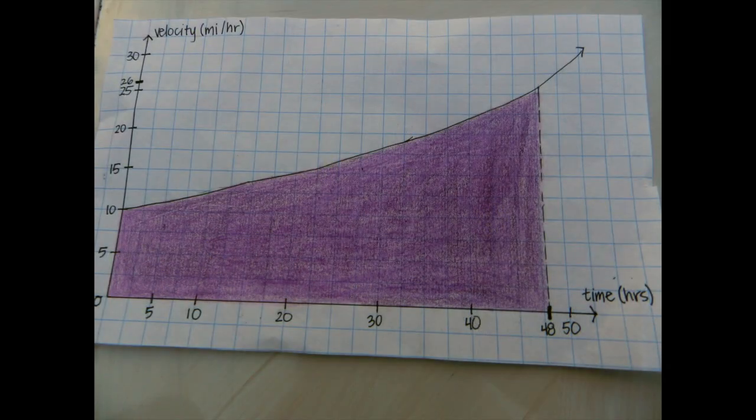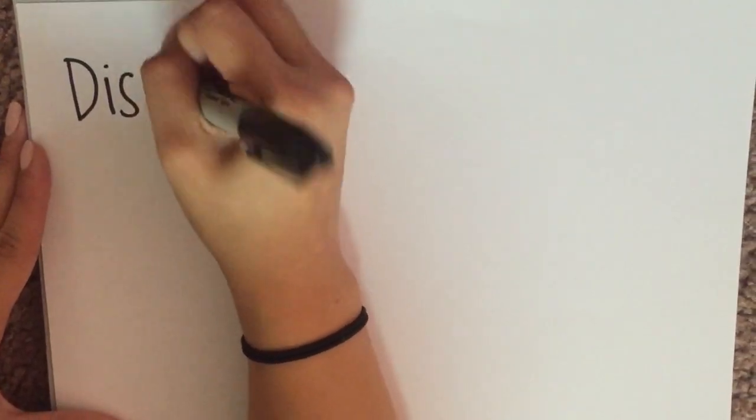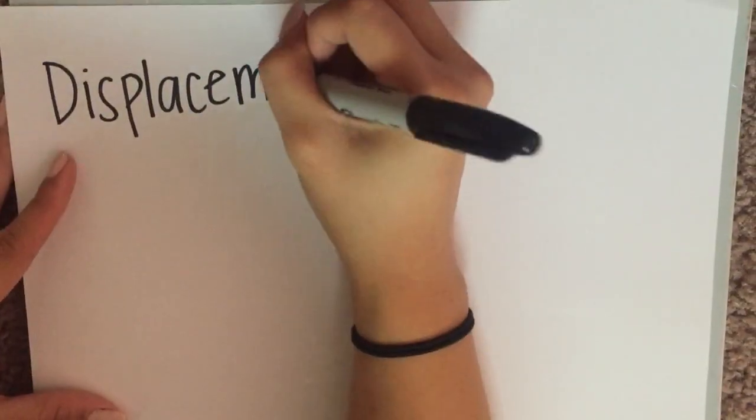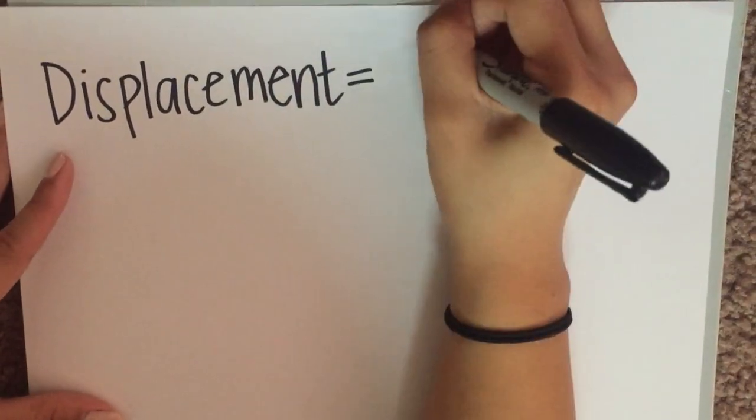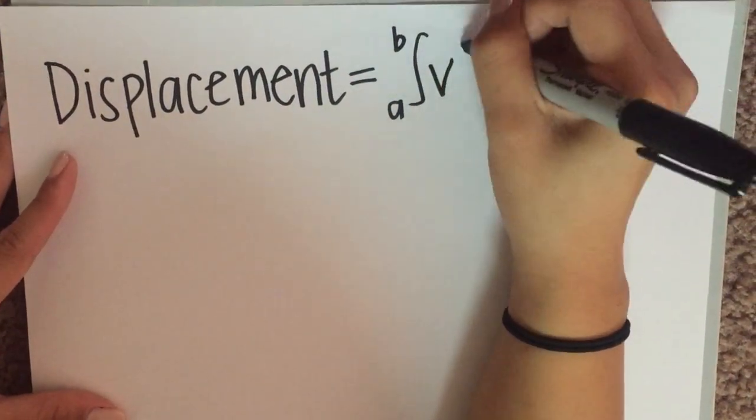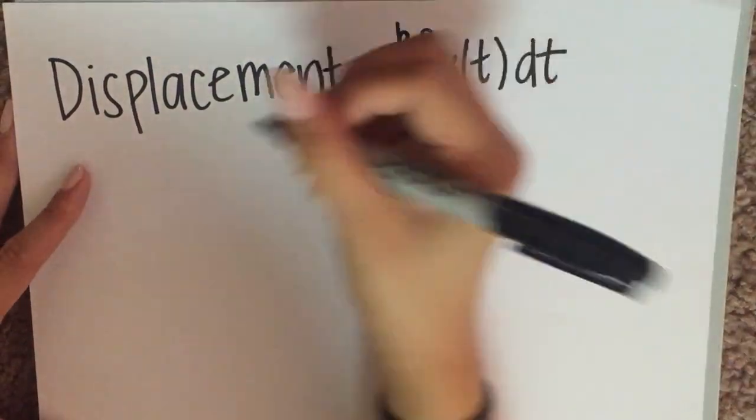What you see now is the graph of the velocity. To find the distance, we need to find the area under this curve. This must be precise, so we will use the formula displacement equals the integral from a to b of the velocity.